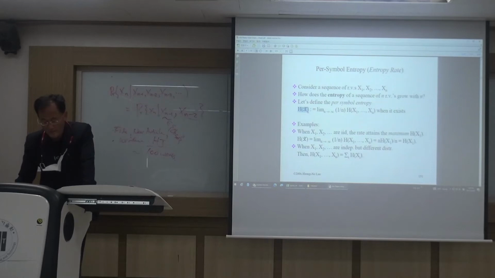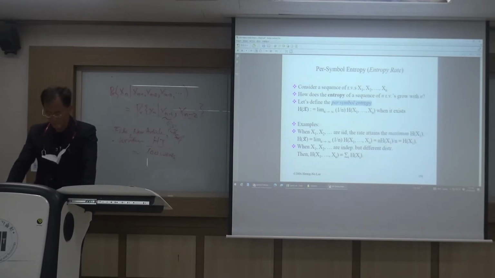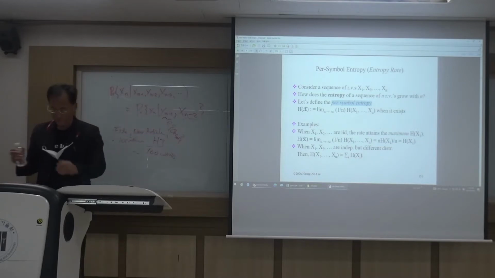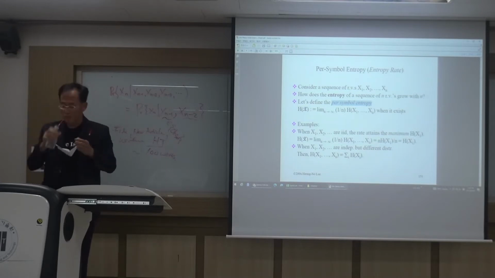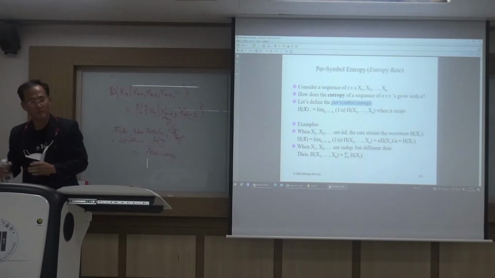Of script X is defined to be the limit as n goes to infinity of 1 over n times the joint entropy. Joint entropy divided by the length of the sequence. So this we will call per symbol entropy, when it exists. Because we are taking the limit, we have to worry about whether the limit exists or not.